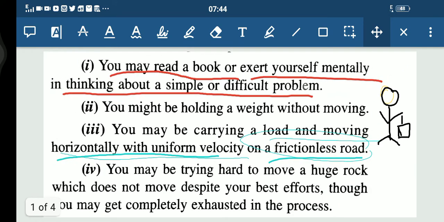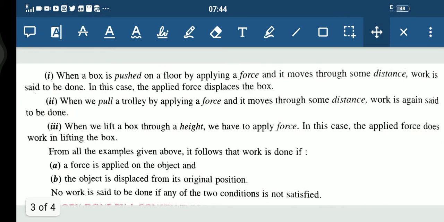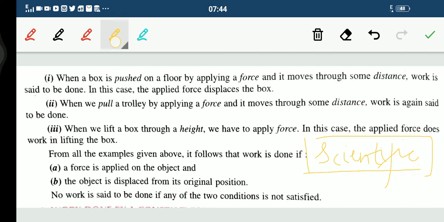Now students, in all these cases that we have discussed, the meaning is according to the intuitive meaning, right? So we should know what exactly the scientific meaning is. Let's quickly discuss the scientific conception of work. In physics, the term work is used in a special technical sense and has a much more precise definition. Remember children, this one is the scientific conception.